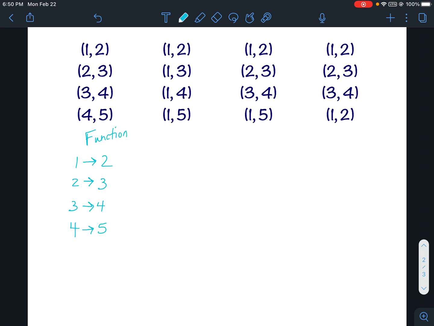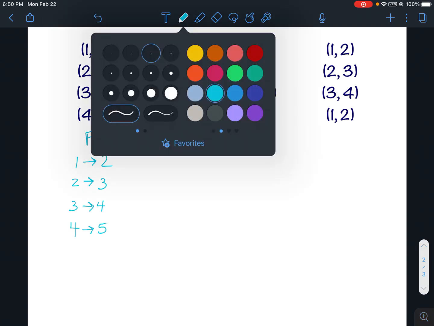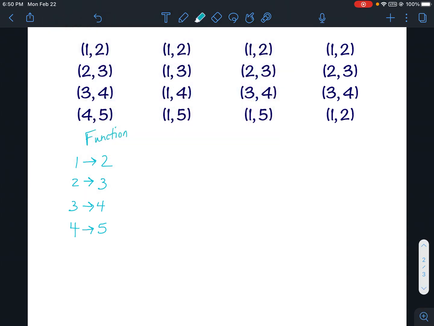The x values did not repeat, therefore it was automatically a function, because each input had one output. But if you look at the second column, all right, what are my inputs here? My inputs are actually all the same. The input is a 1. What are the outputs? Well, for the first one, the output is a 2. The second one, the output is a 3. Then the output is a 4. And for the last one, the output is a 5.